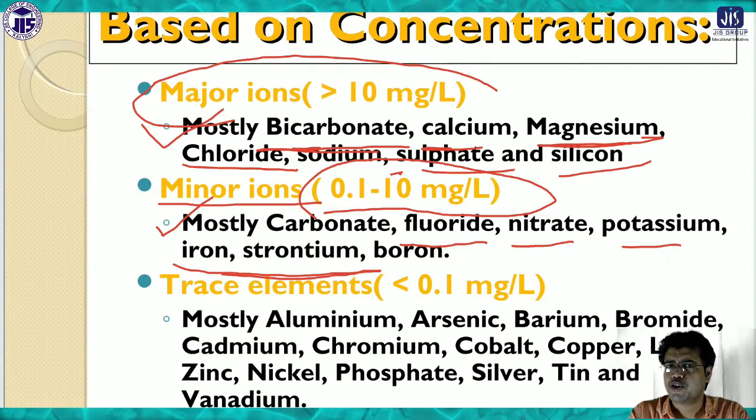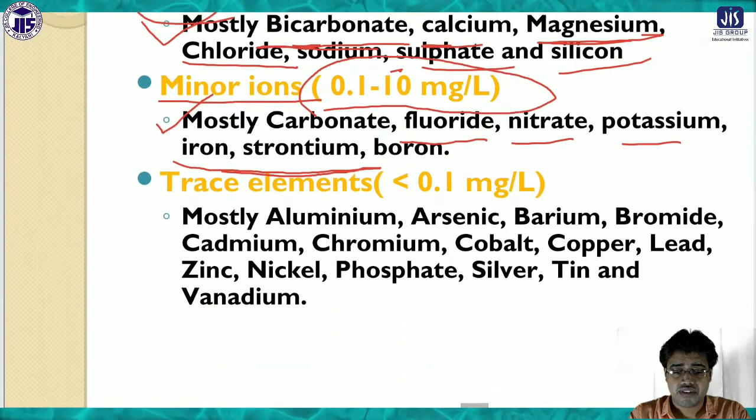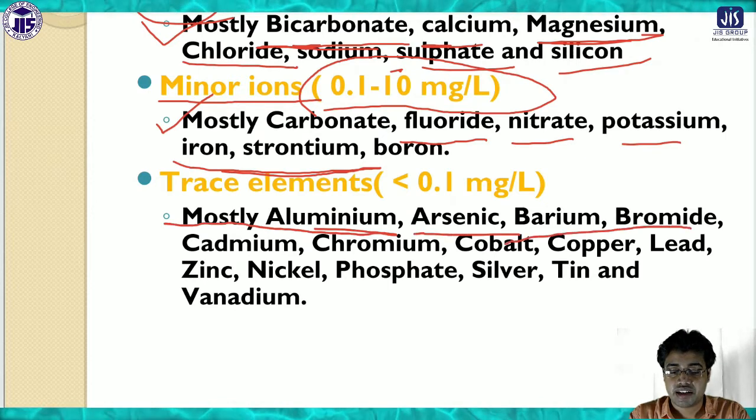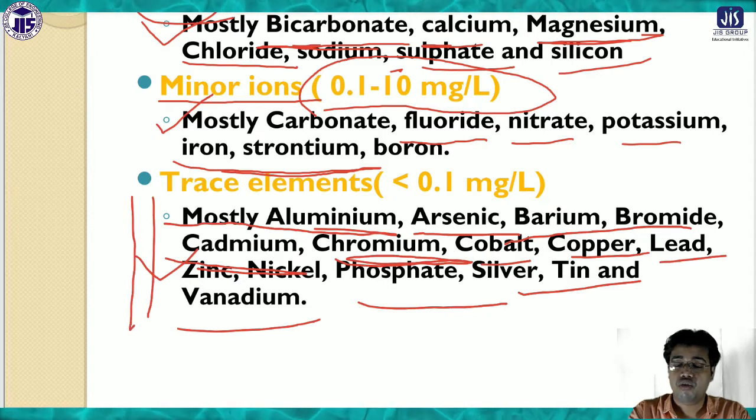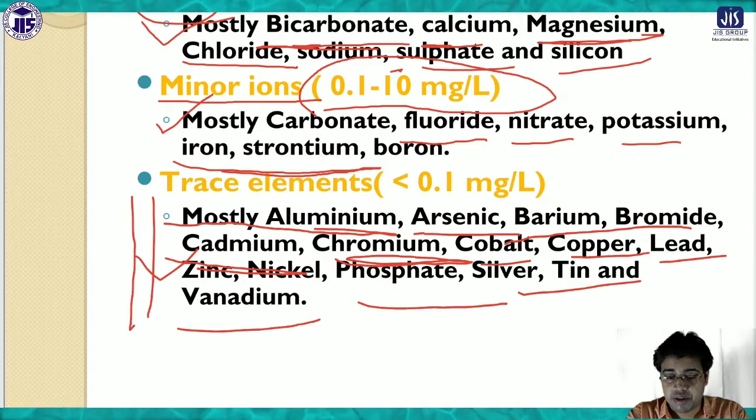There are some kinds of trace elements also present. The trace elements are mostly aluminium, arsenic, barium, bromide, cadmium, chromium, cobalt, copper, lead, zinc, nickel, phosphate, silver, tin, vanadium. These all are in the category of trace elements, which are in very low quantity, almost less than 0.1 milligram per liter.